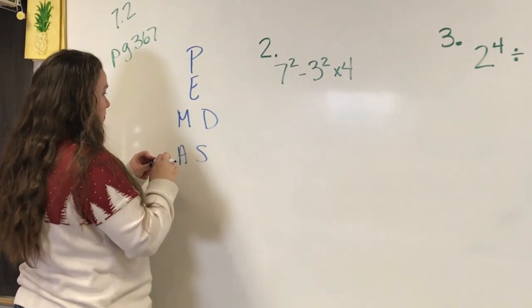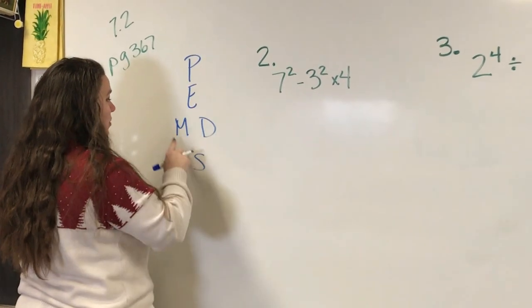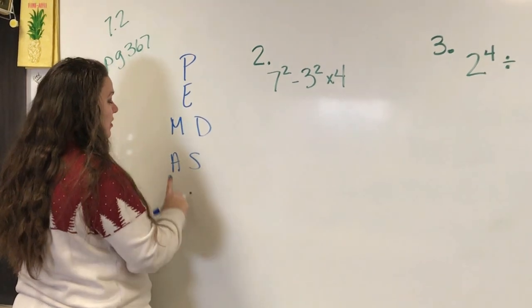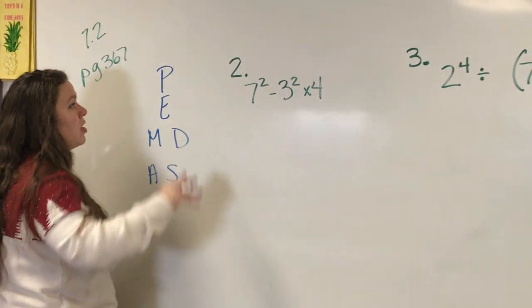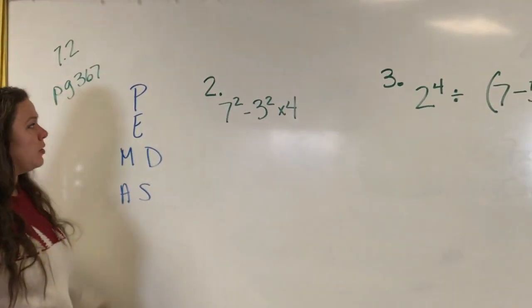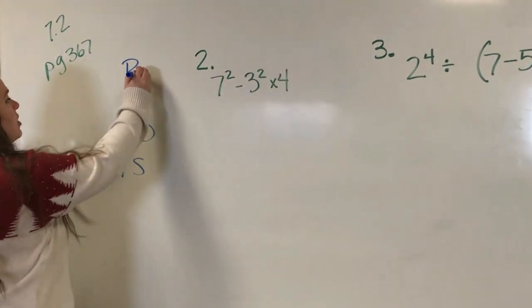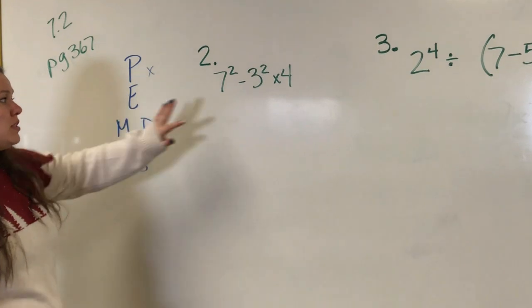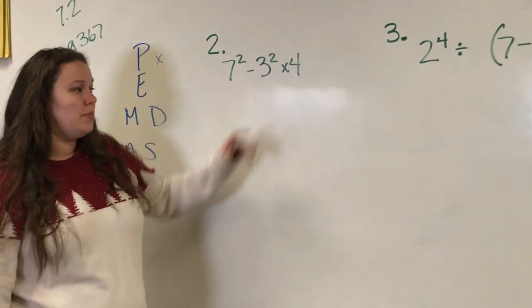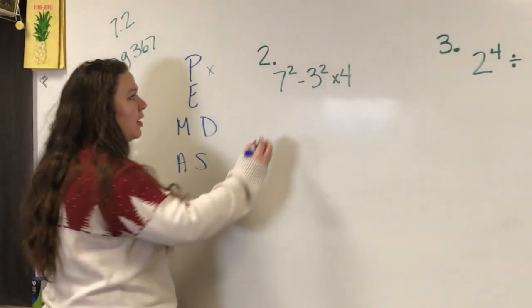On your wheels: parentheses, exponents, multiplication or division, adding or subtracting. So looking at problem number 2 in your book, do you see any parentheses? No, you do not. Do you see any exponents? I see 2 sets of exponents. I'll just start from left to right.